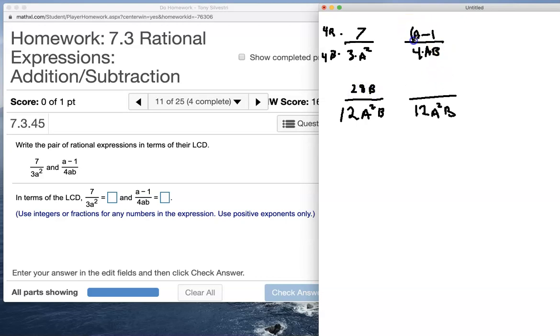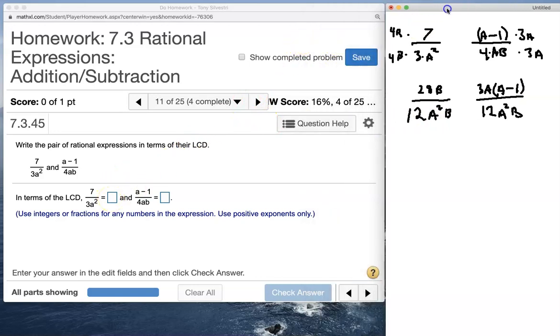Now remember, this is a bundle. Okay, look at the denominators. Compare the denominators. 4 has to become 12. I've got to multiply by 3. a has to become a squared. I've got to multiply by a. We're good with the b's. Whatever you do on the bottom, you do up top. And so what I'm going to have here is 3a times a minus 1, and I think that's all they want us to do with the problem. So what I'm going to do is move this over so we can see the end answer.